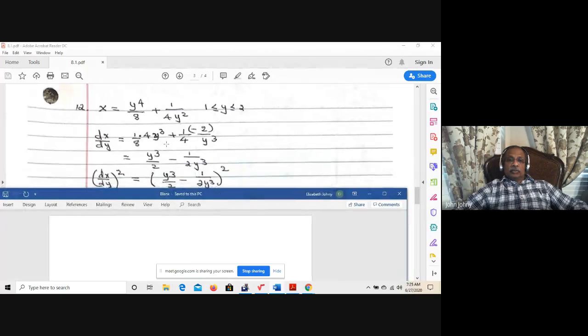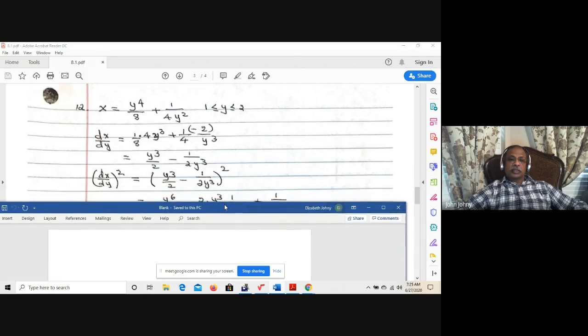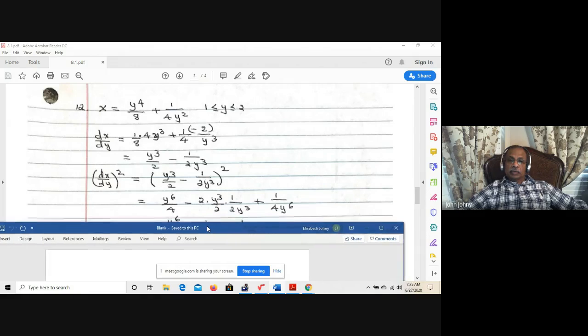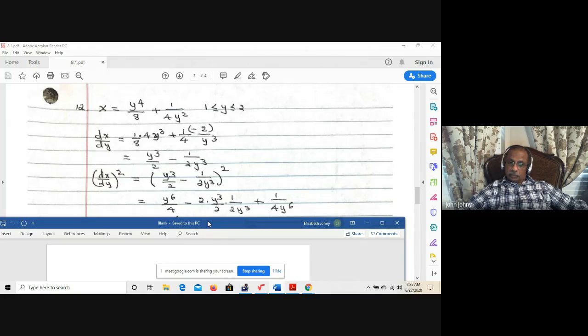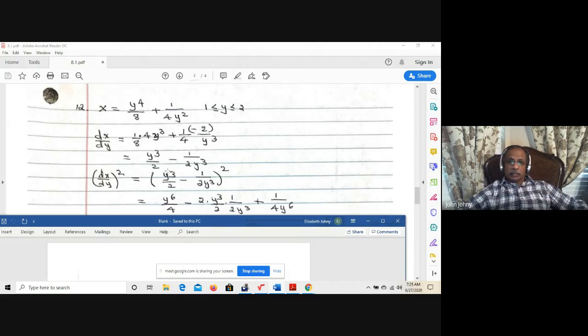So that is why this negative 2 over y cubed came to the picture. 4 goes into 4 two times... so that is y cubed over 2, minus, 2 goes into 4 two times, so that is 1 over 2y cubed. Now square it. Dx over dy the whole square is y cubed over 2 minus 1 over 2y cubed, the whole square. If you don't remember the formula for a minus b the whole square, you have to FOIL this expression with itself and combine like terms.